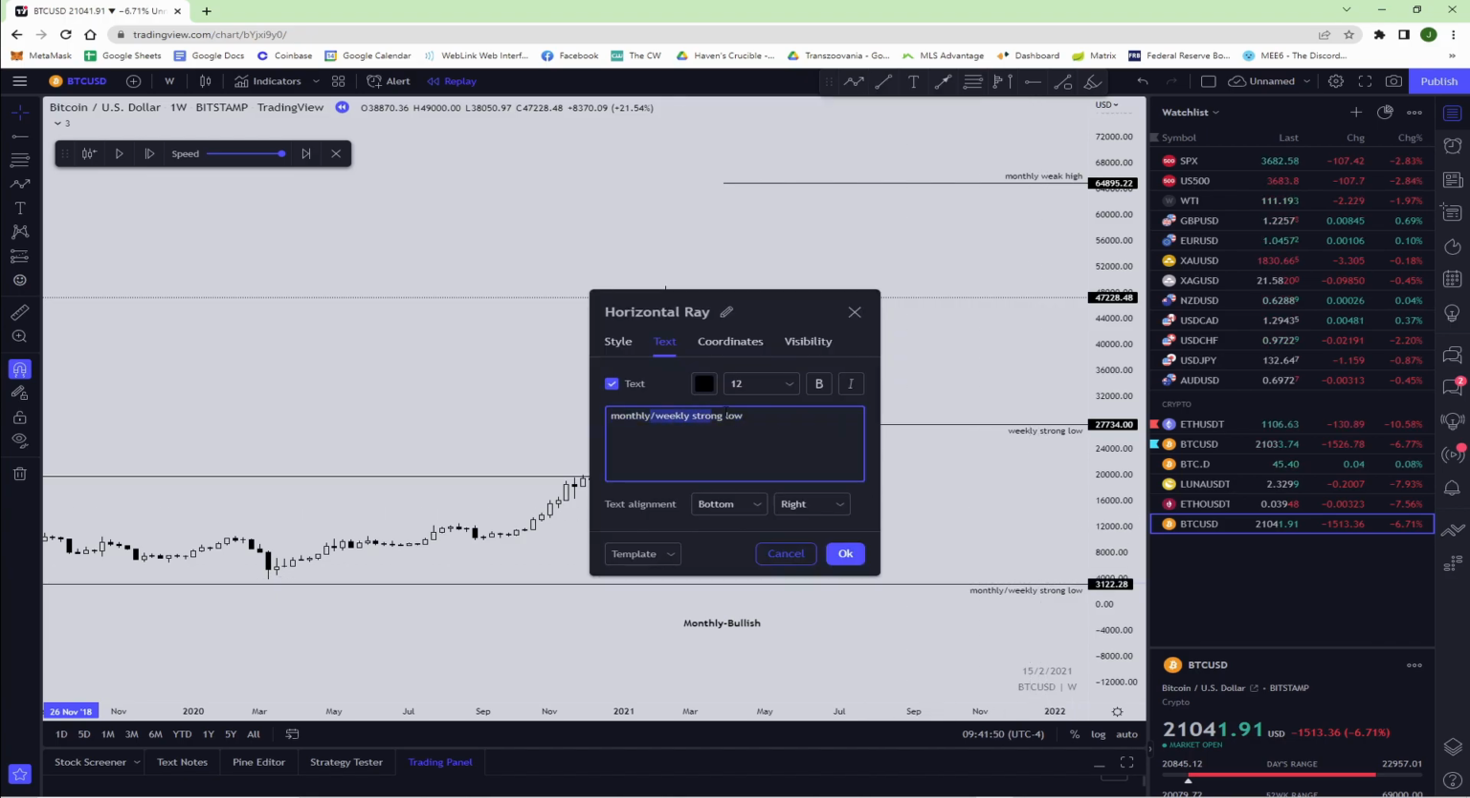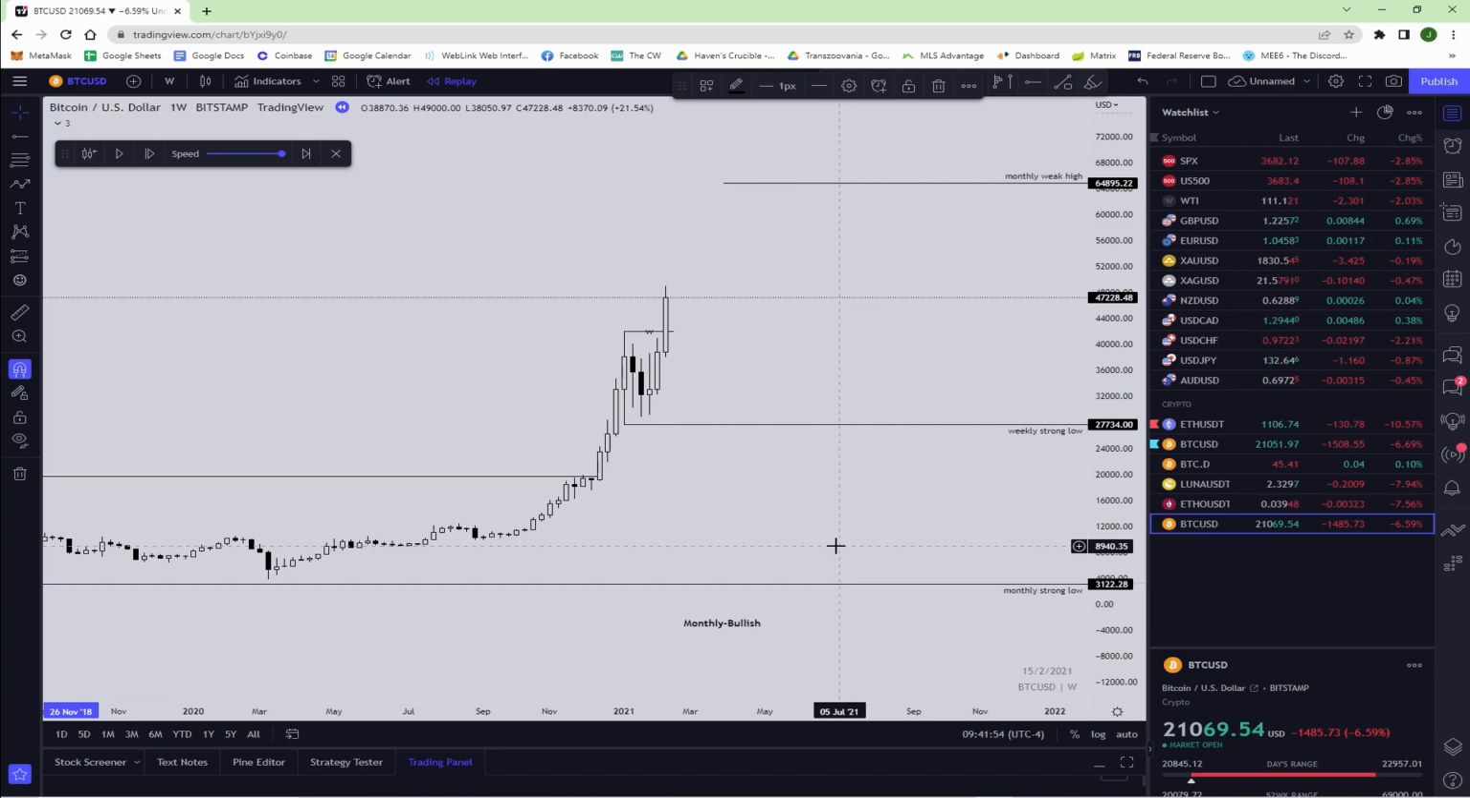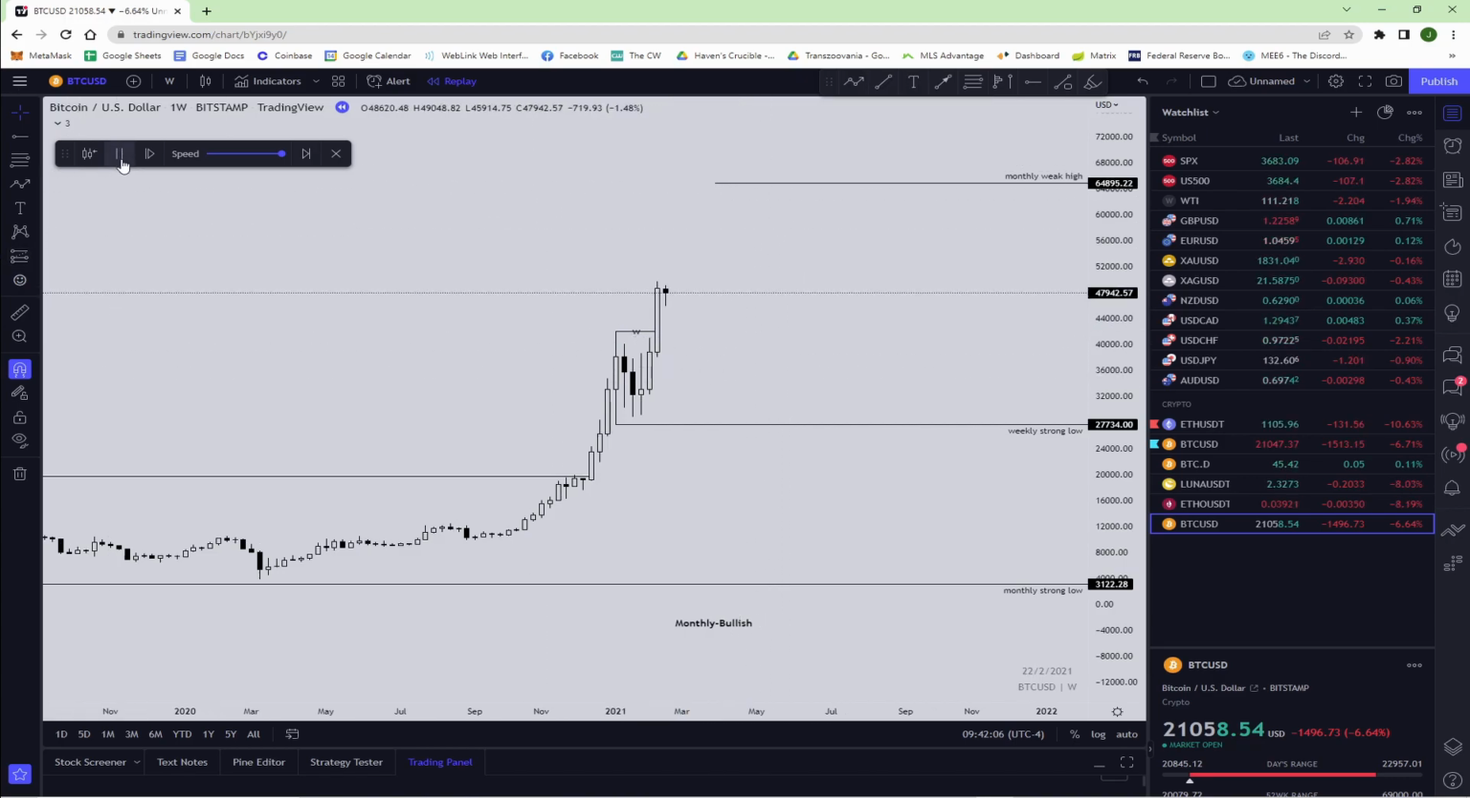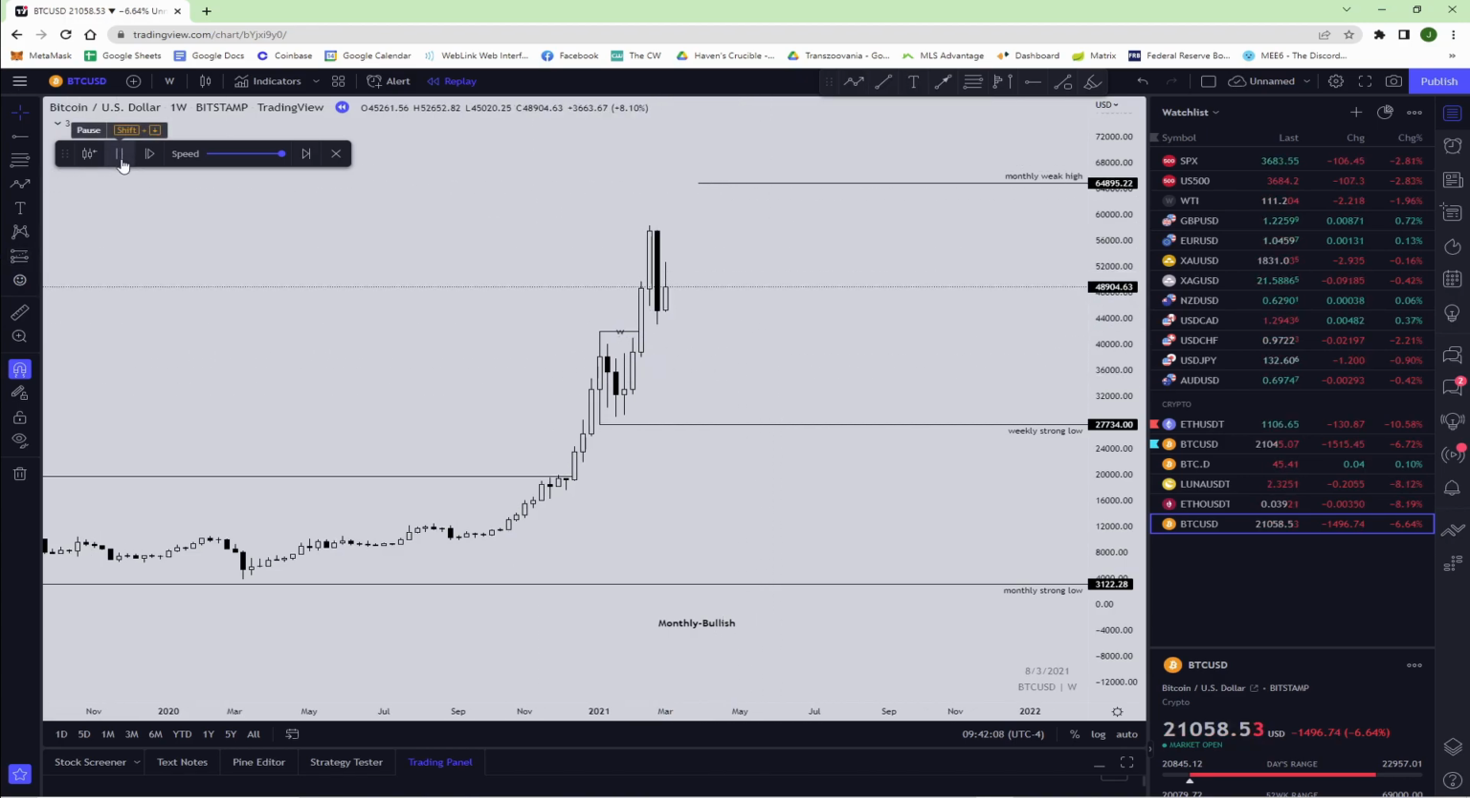This weekly level is no longer relevant. We're getting rid of it. Still our monthly, so we're not changing that. Obviously, this hasn't happened yet, so we don't know this is our monthly, but we're looking at the weekly right now. So now let's go ahead and hit play, let it grow.